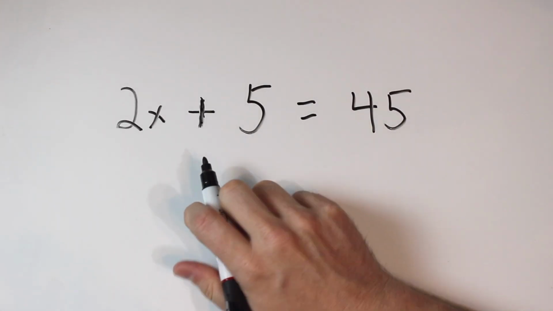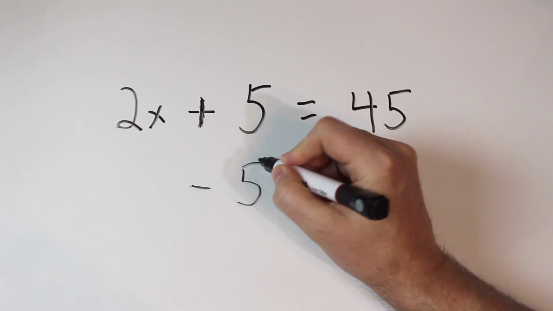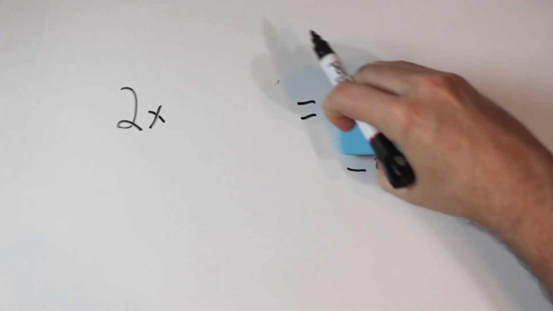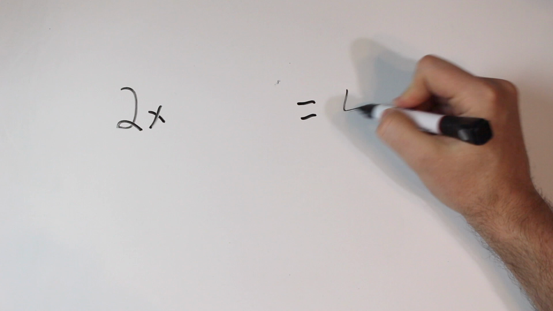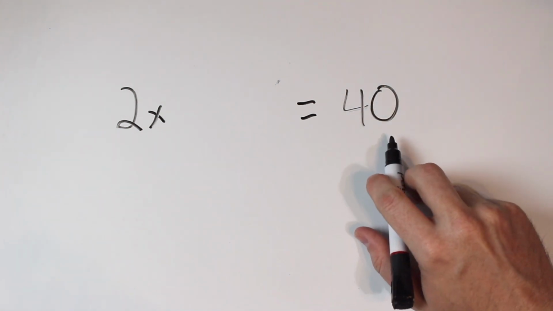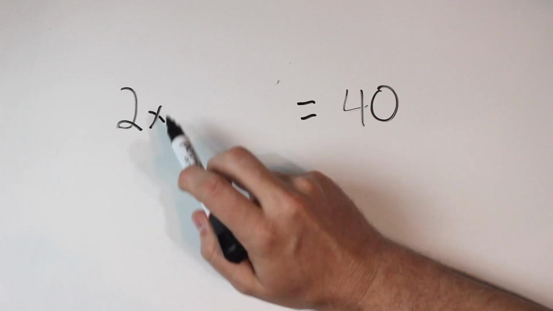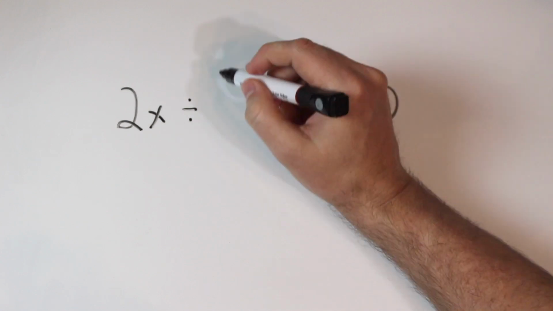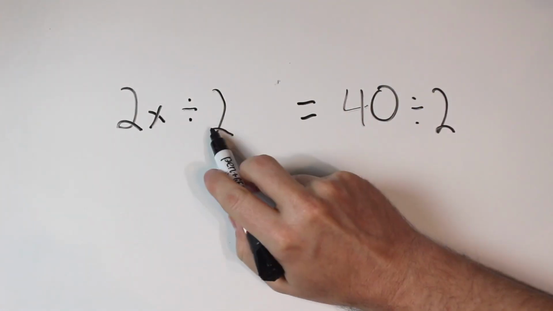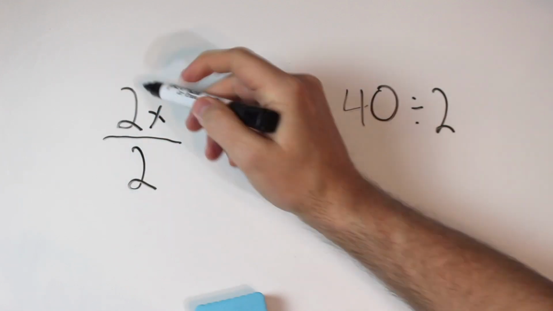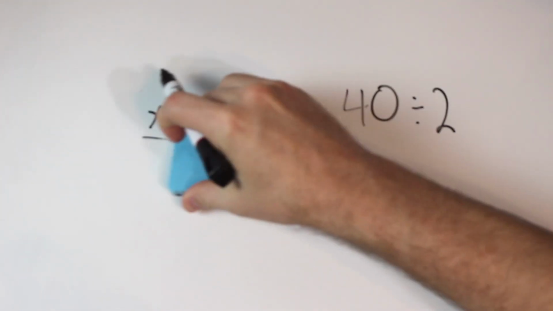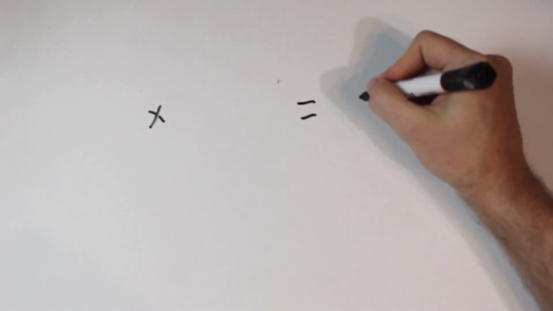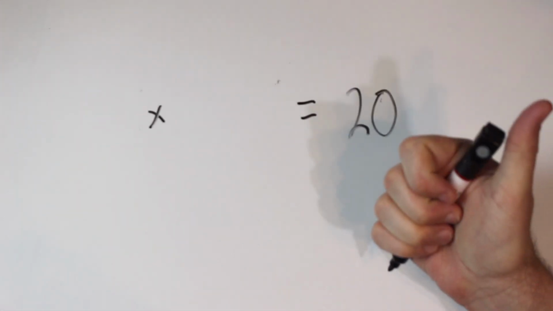To undo addition, we subtract. Subtracting 5 from this side cancels out the 5. Subtracting 5 from this side leaves 40. Now we're left with 2x equals 40, which is the first answer our PowerUp asked for. Now we undo the multiplication. To undo multiplication, we divide. Dividing 2 times x by 2 leaves us with just x. The 2's cancel out. On this side, 40 divided by 2 leaves us with 20. So x equals 20. And that's the second part of our answer.